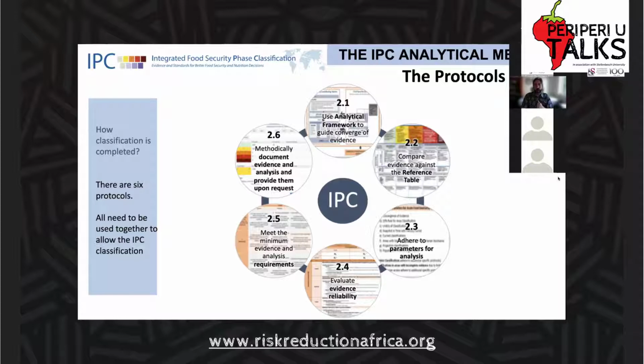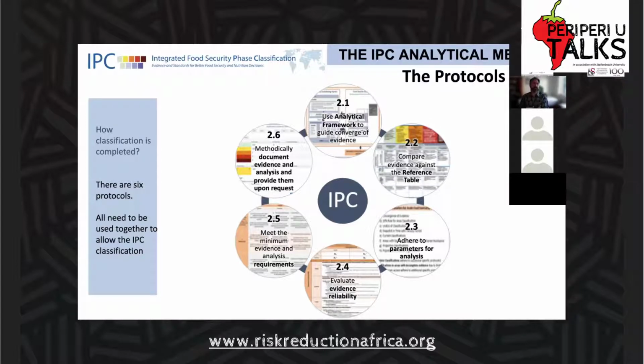Thereafter, the quality of the evidence is reviewed, and this is something I could have spent a lot more time talking about today, but I'm going to talk about it very briefly. We have to evaluate the evidence reliability, and the evidence that reaches IPC comes from a variety of sources of varying degrees of rigor and robustness, and we need to identify the quality and the reliability of that evidence. That's then compared against the minimum evidence requirements. For the IPC, there are minimum thresholds that have to be met in order to conduct an analysis. And all of this has to be documented.